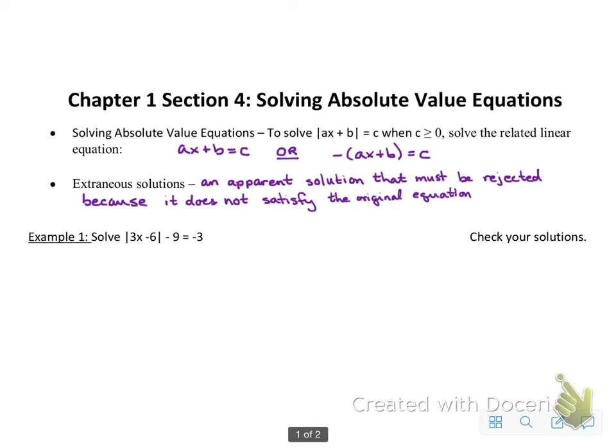Now, whenever you're solving an absolute value, you could have an extraneous solution. An extraneous solution is an apparent solution that must be rejected because it does not satisfy the original equation. And that's why we check every single time we solve an absolute value.